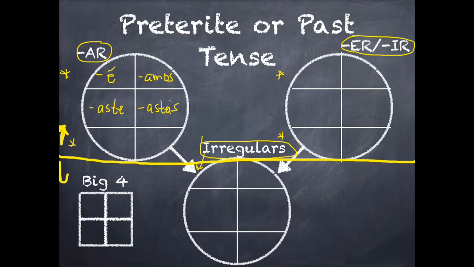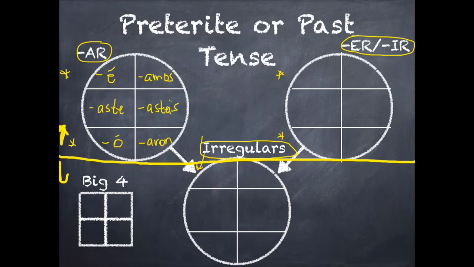Okay, and then here on the bottom, el, ella, usted, we have ó. This is why the accents are so incredibly important. Because if you don't put the accent mark on the o, it's as if it's the singular first person form, the yo form. And if you're talking about el, ella, or usted, you want to make sure you put the accent on there so they know that it's in the third person singular. Now, for ellos, ellas, ustedes, it's aron.